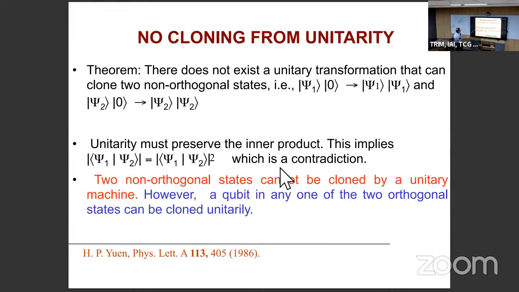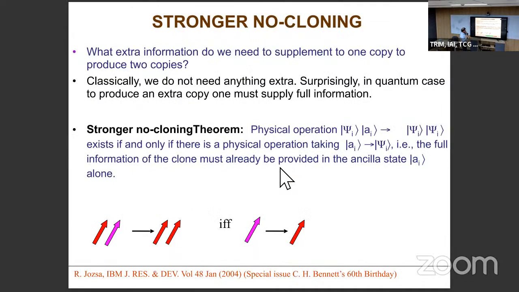So this also tells us that orthogonal states can be copied, but two non-orthogonal states can never be copied. This also has implications in quantum protocols, quantum communication, and quantum communication protocols.